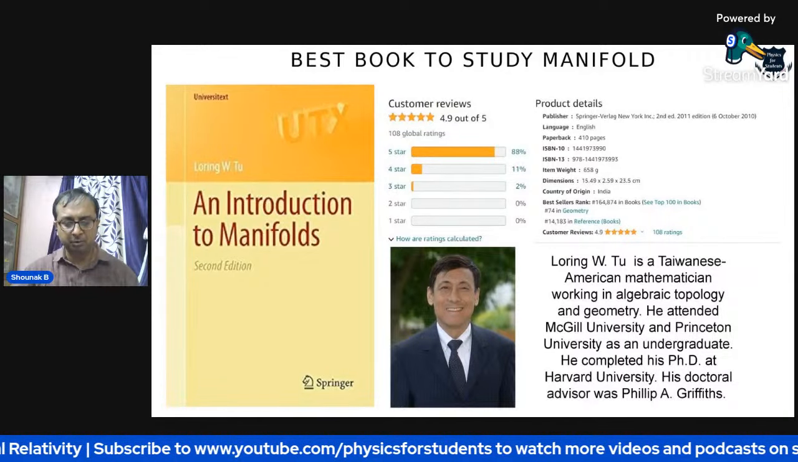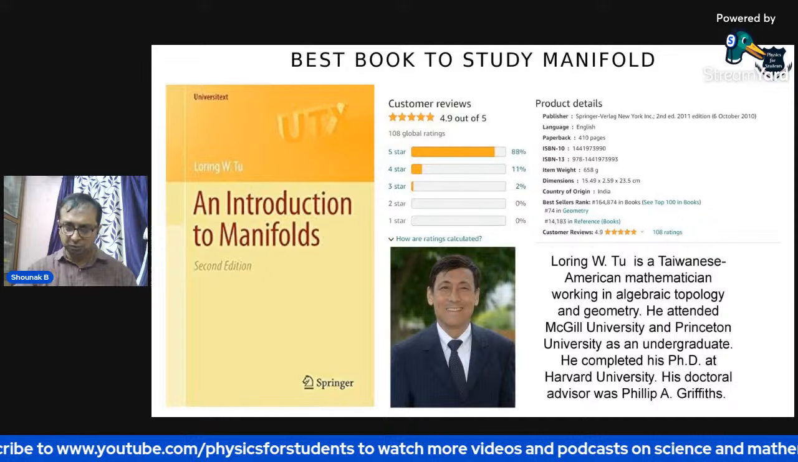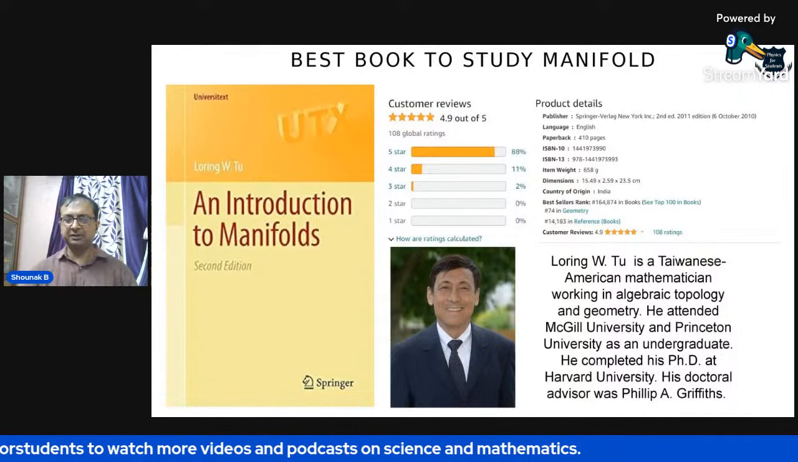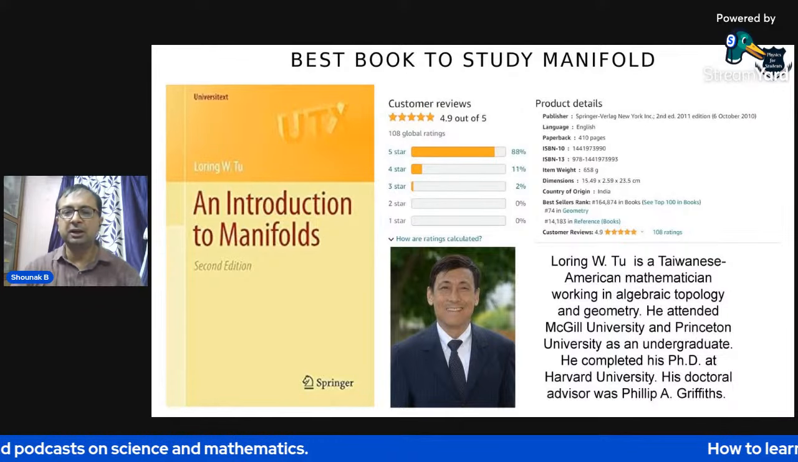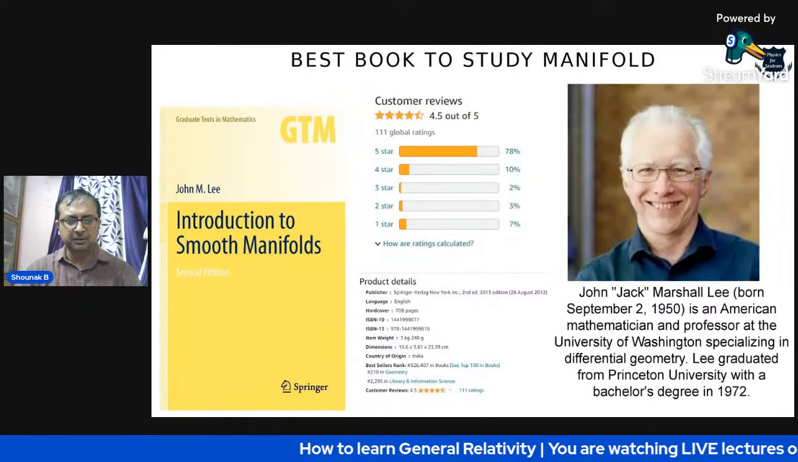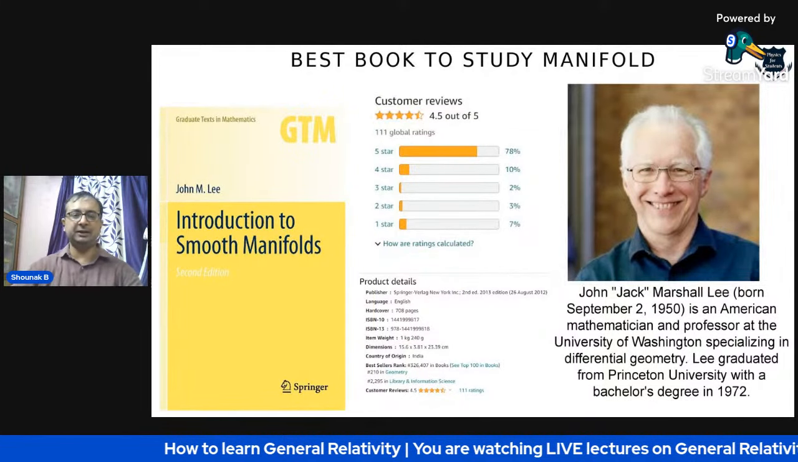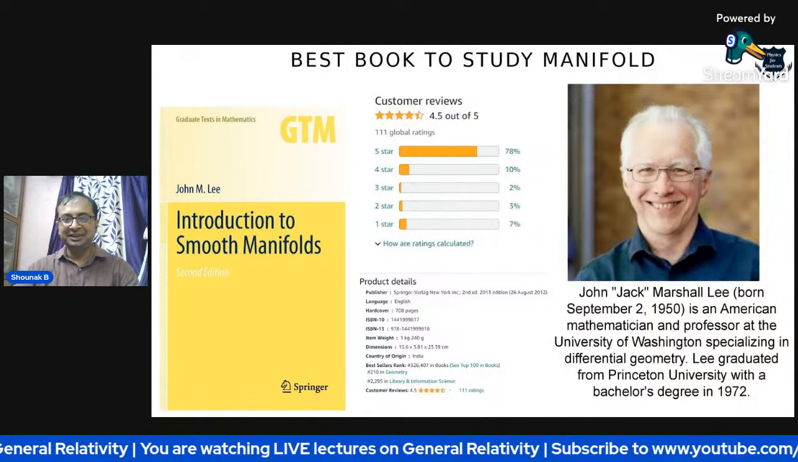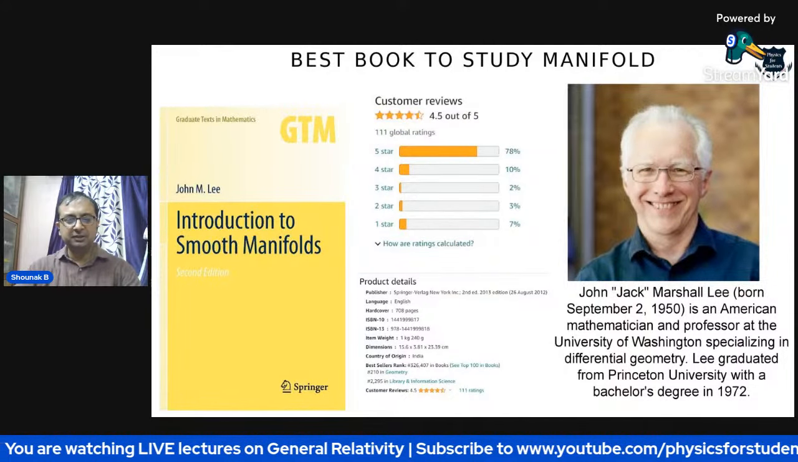Now, here is a book. This book is quite good. This is Loring W. Tu. He is very famous, a Taiwanese American mathematician. This is a book called An Introduction to Manifolds. And there is another book, which is this one, Introduction to Smooth Manifolds. This is also good, by John Jack Marshall Lee. So both of these are good.